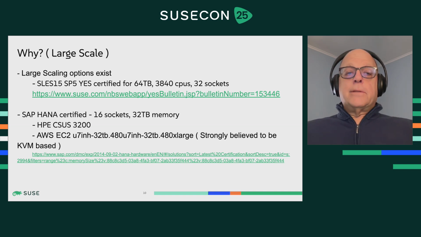Why the large scale? Well, there are already large scale options for enterprise serving. SLES 15 SP7 is now YES certified for 64 terabytes, 3,840 CPUs, and 32 sockets. SAP HANA is certified for 16 sockets, 32 terabytes of memory on both the HPE Compute Scale-Up Server 3200 bare metal, as well as the Amazon Web Services EC2 instance, which we strongly believe to be KVM based.